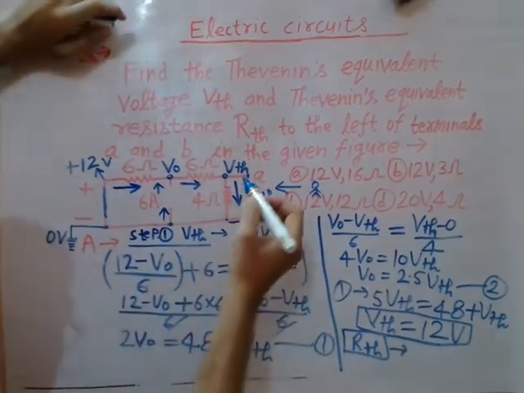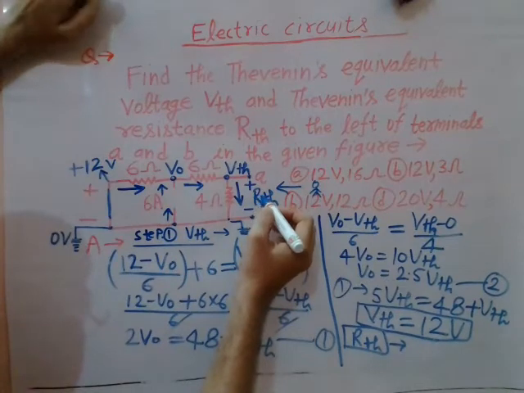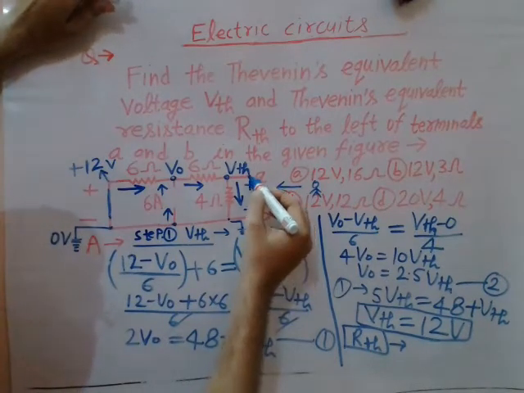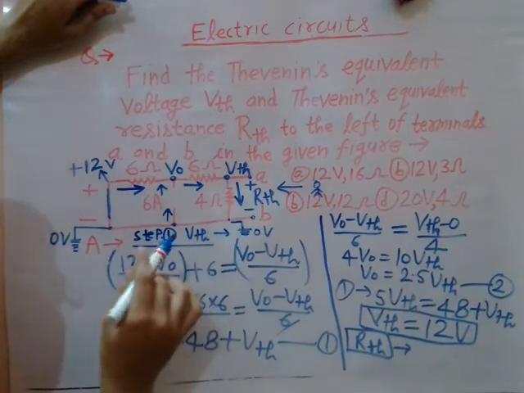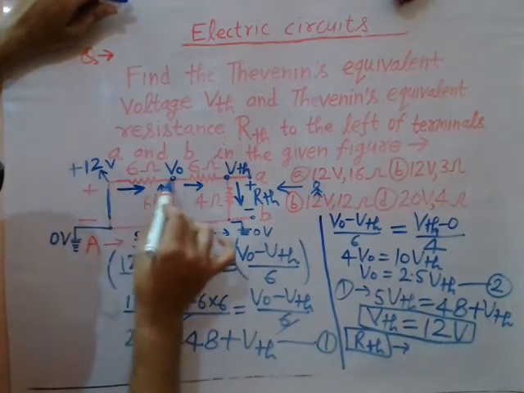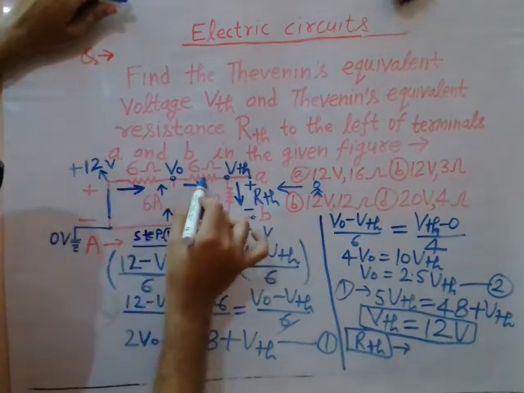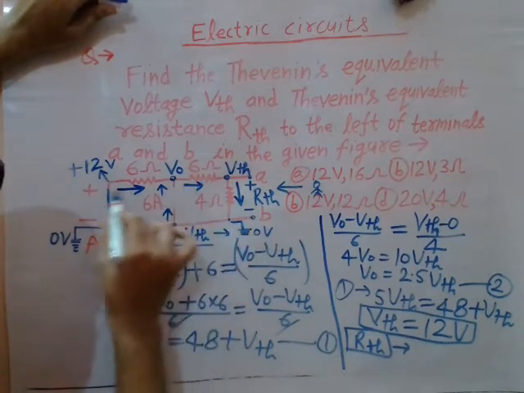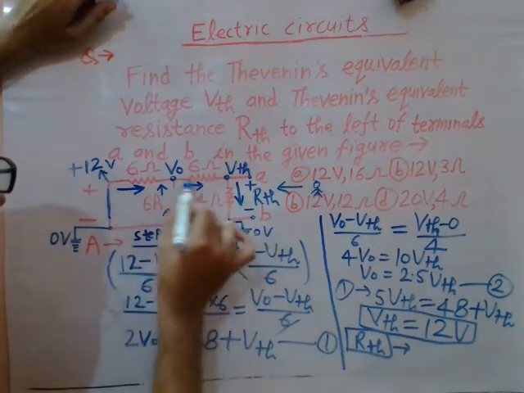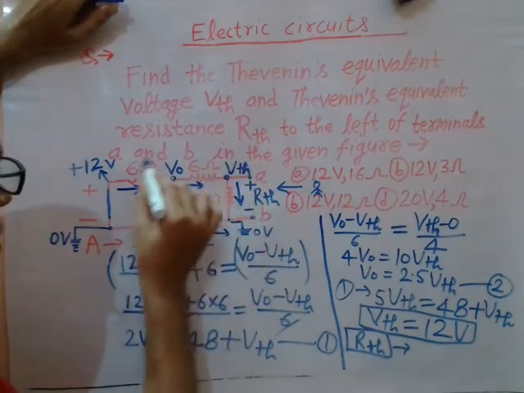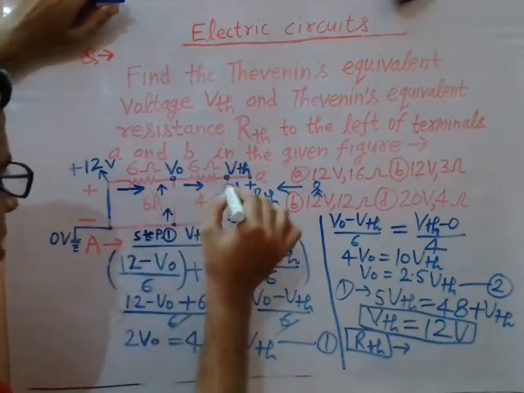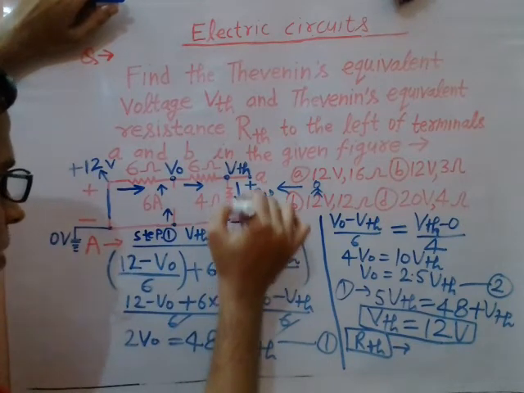So now calculate the equivalent resistance, right? RTH is nothing but the equivalent resistance across those terminals where you want to find out the Thevenin's equivalent resistance. Have a look at it. This resistance and this resistance, definitely they are in series, right? So when they are in series, you have to add 6 plus 6, and this total combination of 6 plus 6 is parallel with this 4 ohm, right?